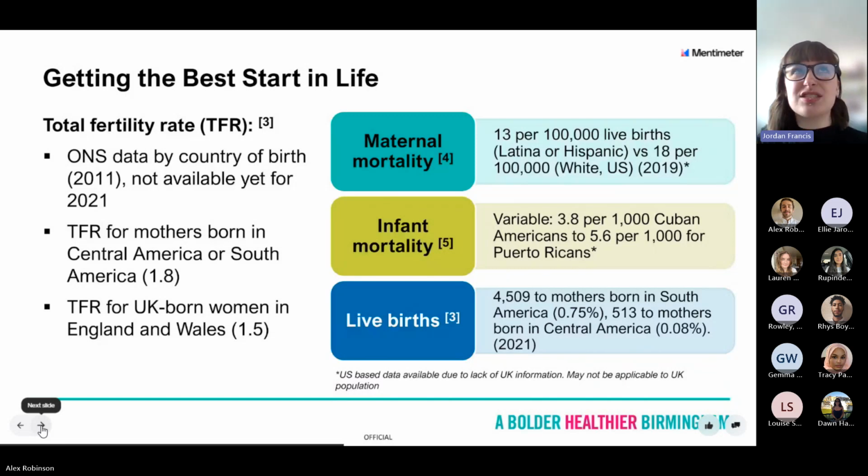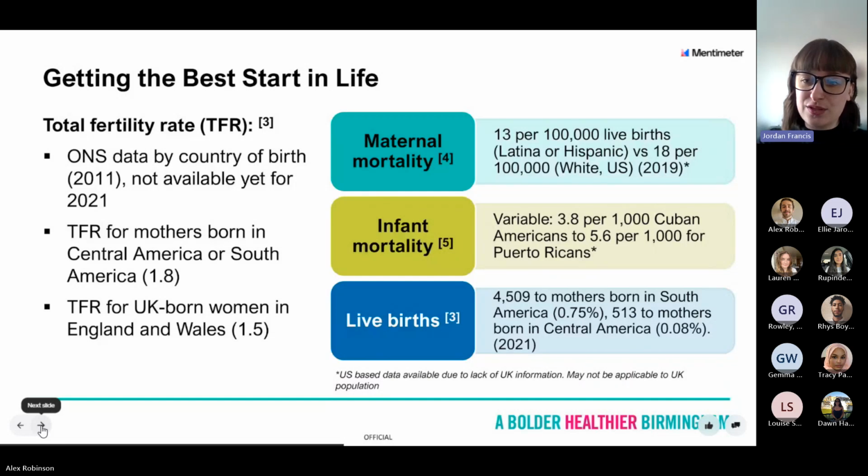And it typically follows from birth to death, and then looks at some of those wider determinants of health as well. So in all of the reports it starts off looking at getting the best start in life, which looks at maternal health, and then also information on the health of children and young people in a particular population. So for the Latin American community, we have some information from the ONS on total fertility rate, but information on maternal mortality and infant mortality is international only here.